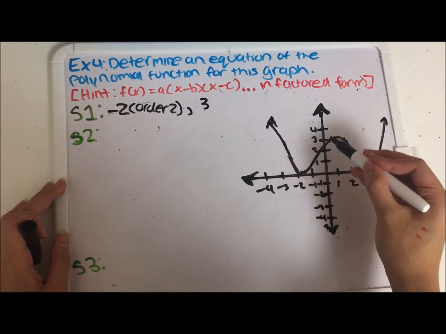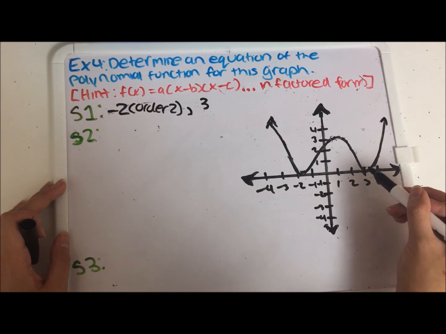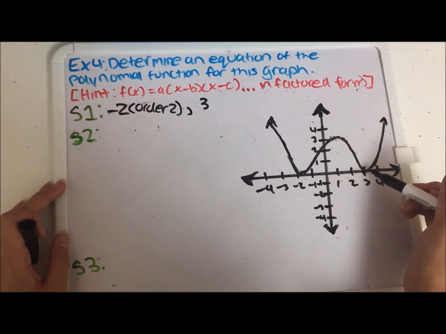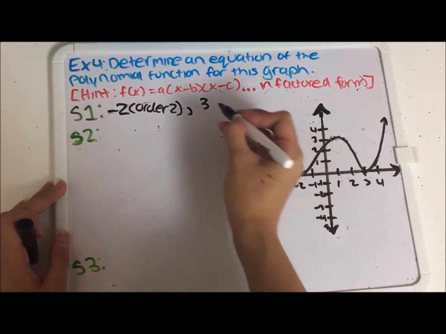Let's continue. Then it touches the zero at 3, but it doesn't cross again, so it must have an even order, and it appears to be as flat as the zero at -2. That means it has order 2.